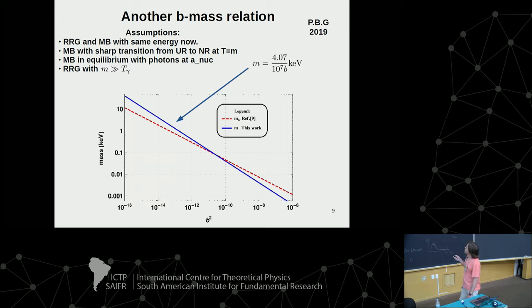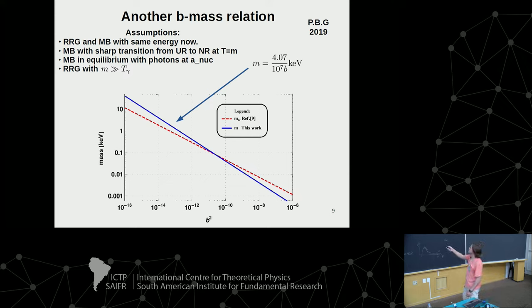Then you assume that back in the early universe, Maxwell-Boltzmann is in equilibrium with photons, around the nucleosynthesis era, a bit before. And then, this is reasonable, you assume that the mass of RRGs is much higher than the photon temperature today. With all these assumptions, this is the mass relation you get. So instead of minus 4/5, you get B to the minus 1, more or less the same. So here are the two. Here we run B squared, and here you have mass in keV scale. Probably the most interesting area is around here, a few keV, 2 or 3, so you are at about 10 to the minus 13, 10 to the minus 14 for B squared, okay?